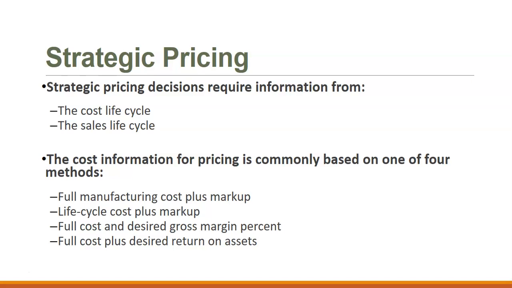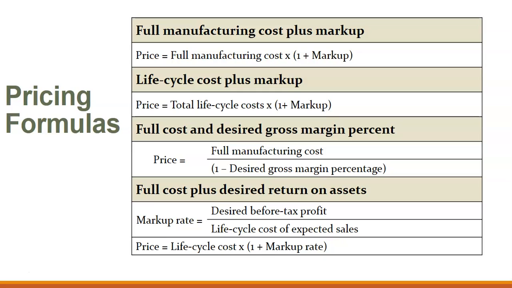We have 4 different ways that we can look at costing. Okay? We have full cost plus markup, life cycle cost plus markup, full cost and desired gross margin percent, and full cost plus desired return on assets. So on the next slide, we see the calculations for all of those.